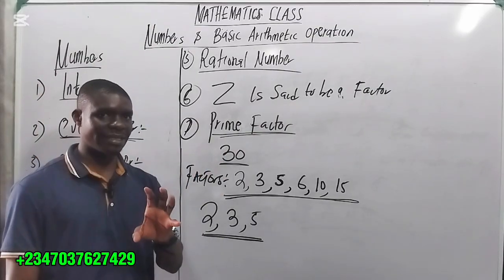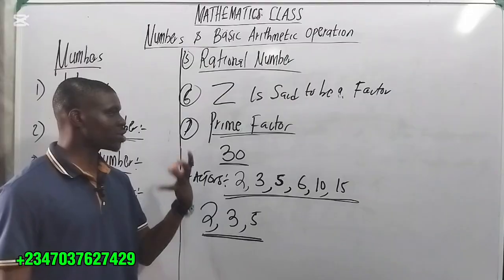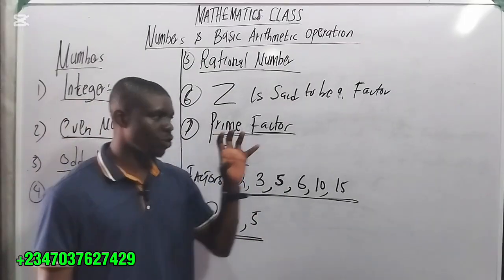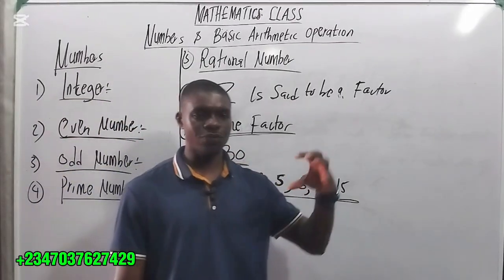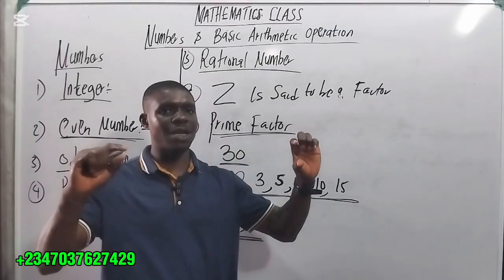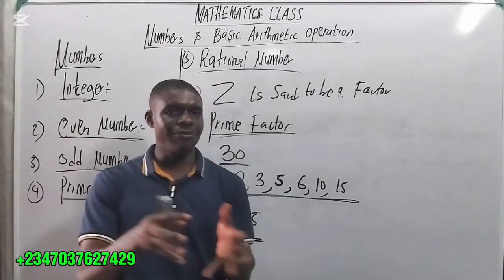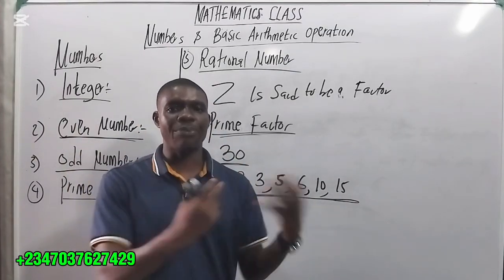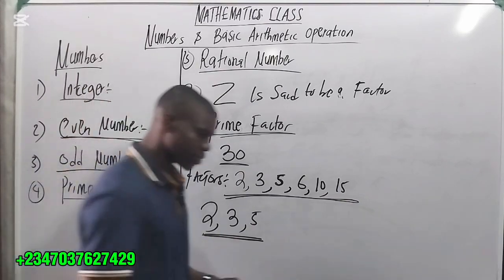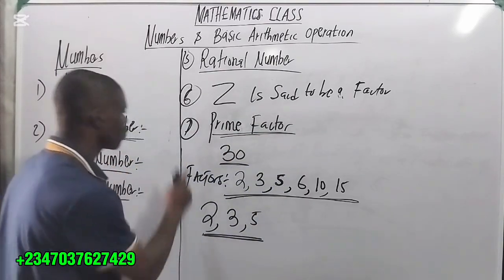You can see how easy it is, right? So you must understand this. When you talk about prime factors, you look at that number, look at all the factors of that number, then bring out the prime ones. Those factors that are prime are called prime factors. So that is it.